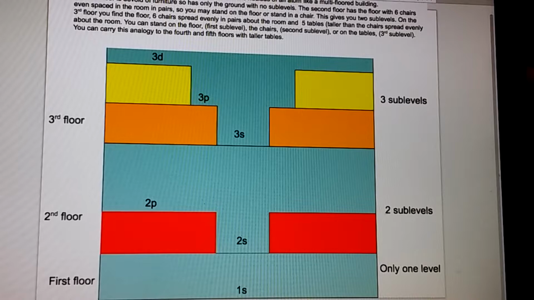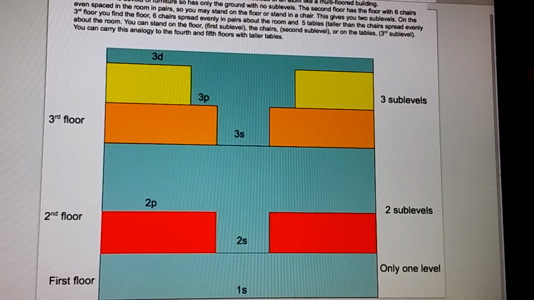So, here's a conceptual model. Imagine the energy levels of the electron cloud around the nucleus of an atom like a multi-floor building. The first floor is devoid of furniture, so it has only the ground with no sublevels. The second floor has the floor with 6 chairs, evenly spaced in the room in pairs, so you may stand on the floor or stand on the chairs. This gives you 2 sublevels.